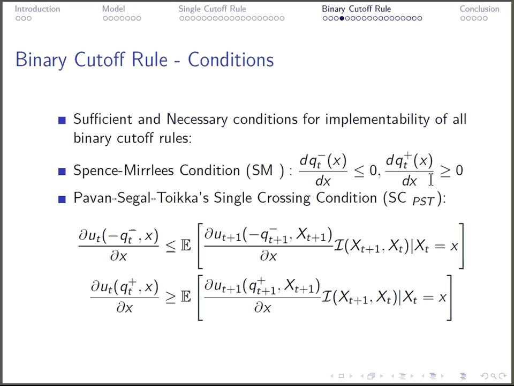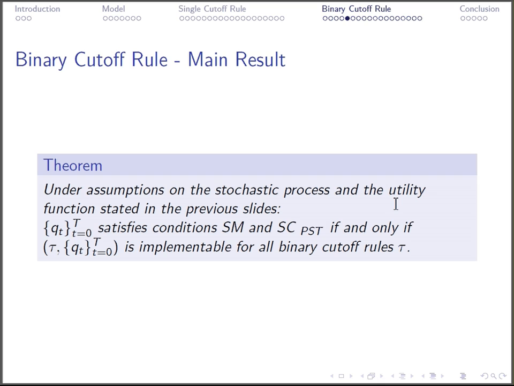And then the sufficient and necessary condition looks the same actually. We have the Spence-Mirrlees condition still, one of them being increasing, the other one being decreasing, and the Pavan-Segal-Toikka condition is the same as well. Just one is smaller, the other one is larger. However, the proof is different. I will do the proof first, and then I'll give the example. I mean, I didn't even state the theorem. The theorem is exactly the same, except I changed the single to binary here. So these two conditions are satisfied if and only if all of them are implementable.